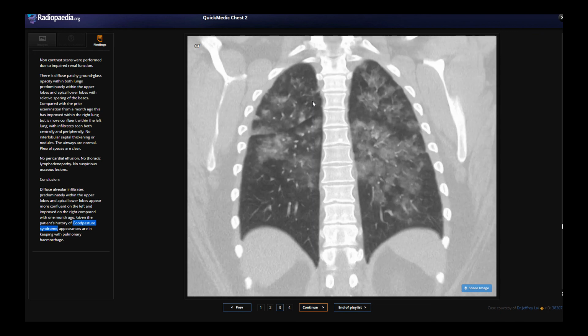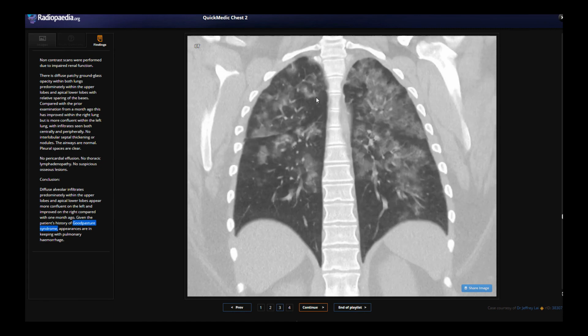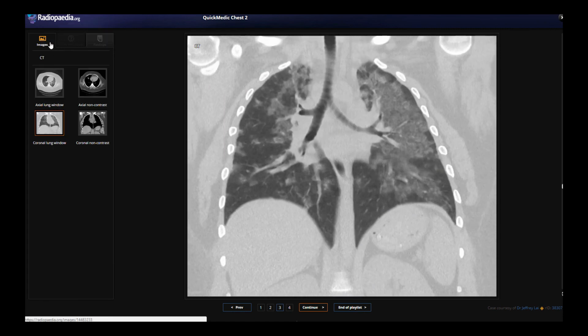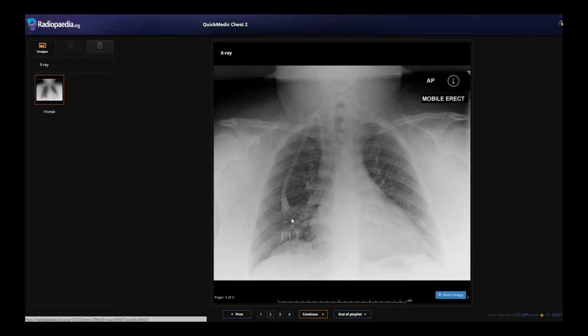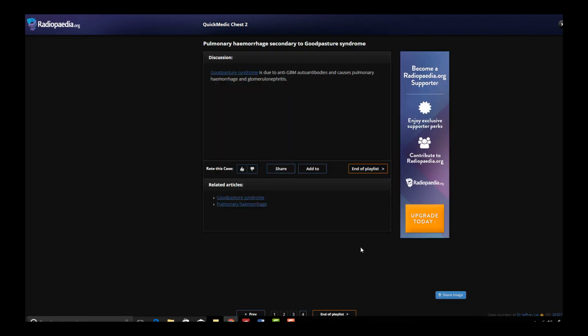So this is an interesting insight into what pulmonary hemorrhage would look like on a CT scan, but also how innocuous it actually looked on a chest radiograph. It was very non-specific and very hard to see, so it shows what shows up on a CT scan. So the final words for this case are that Goodpasture syndrome is due to anti-GBM autoantibodies and causes pulmonary hemorrhage and glomerulonephritis.